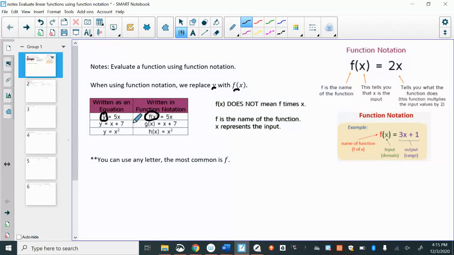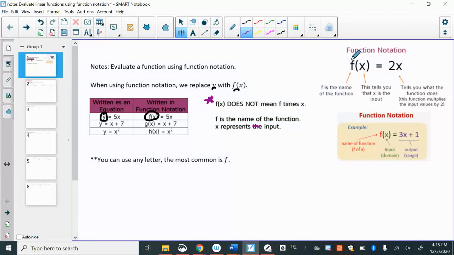If y equals x plus 7, then g of x equals x plus 7. So you just want to replace it with this function notation. This piece here is kind of important. F of x does not mean f times x. F is the actual name of the function, and x represents the input that goes in.